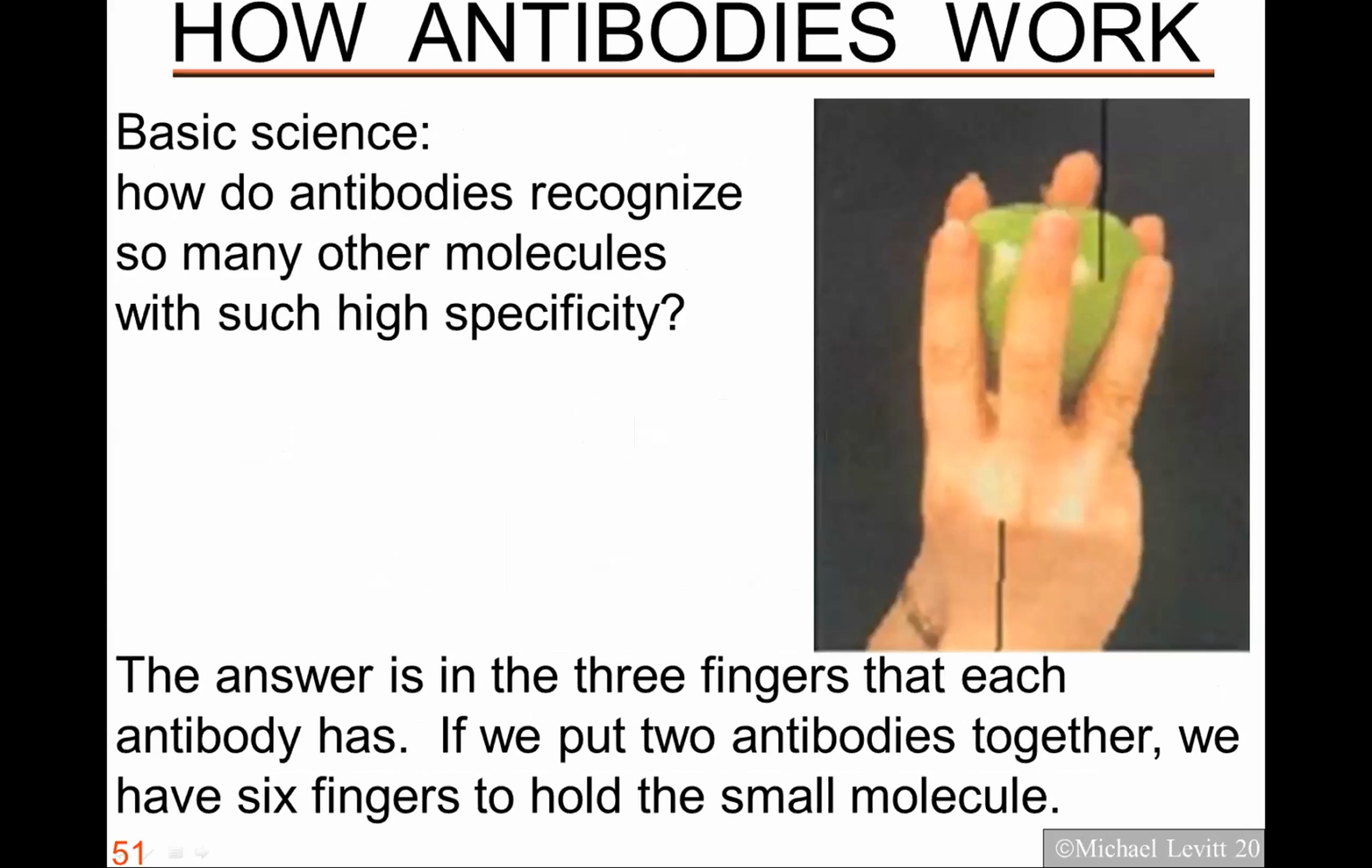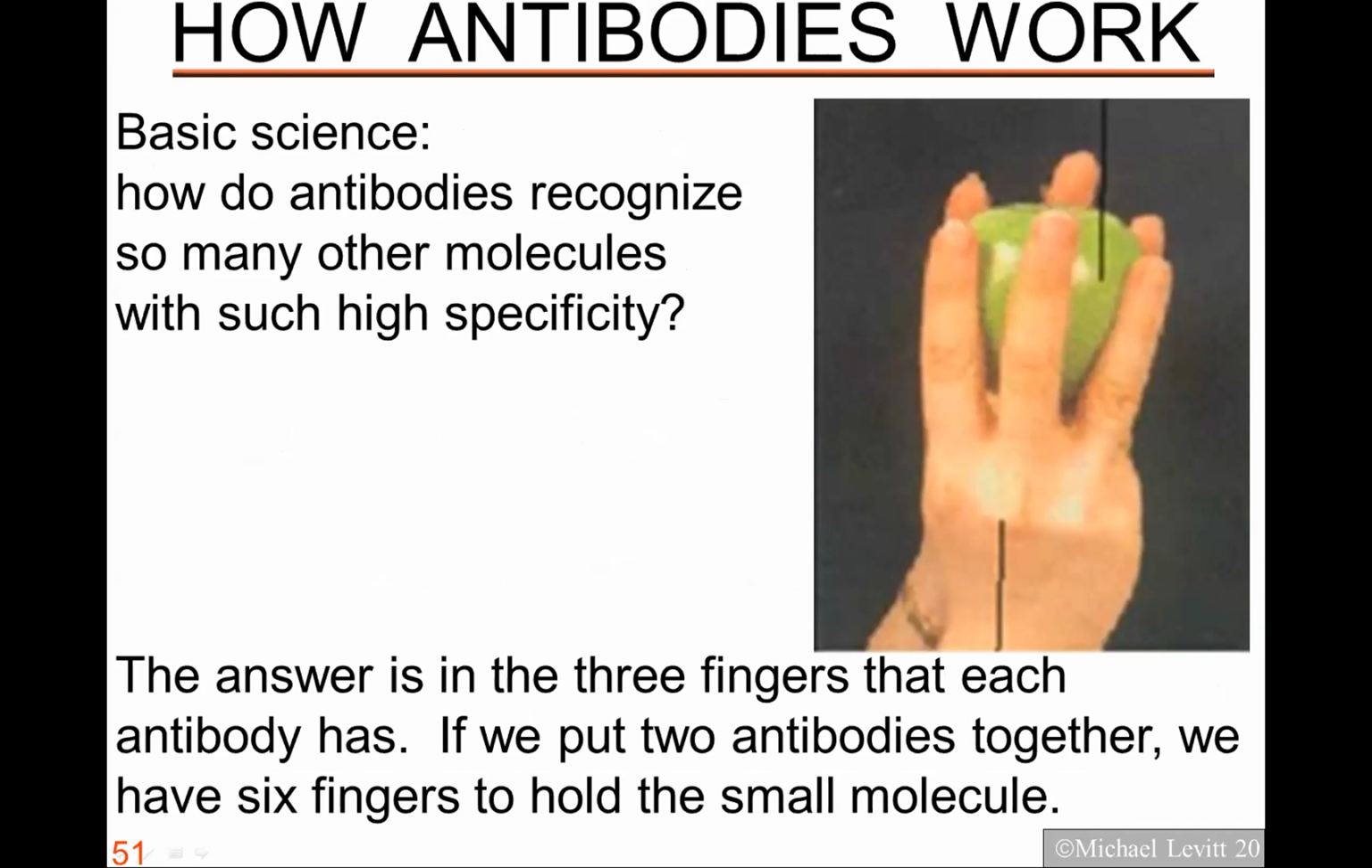So basically, antibodies are like fingers. You have two hands coming together, 6 fingertips, and those fingertips make different shapes. Here they're making a shape that's round, so an apple binds. If they made a shape that was thin, something else would bind. So how do we actually get these shapes?